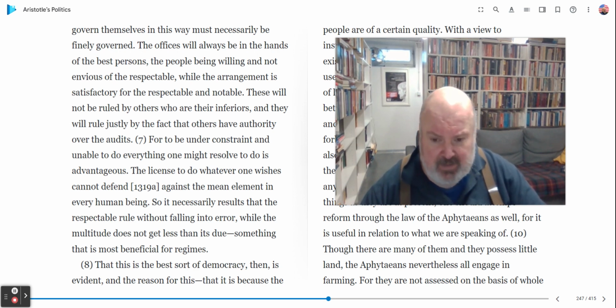These are forms of tyranny. He argues that to be under constraint is to do whatever one might resolve is advantageous. So, checks and balances. The license to do whatever one wishes cannot defend against the mean element in every human being.